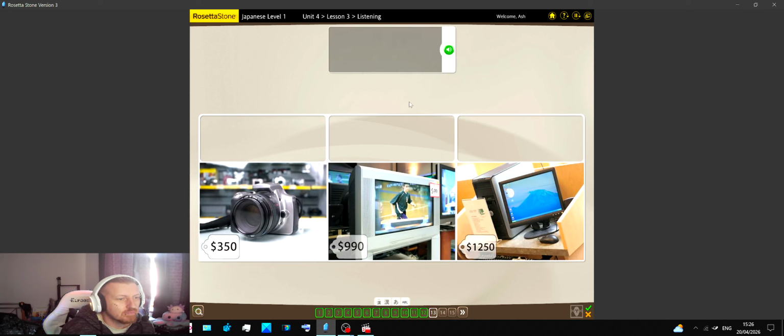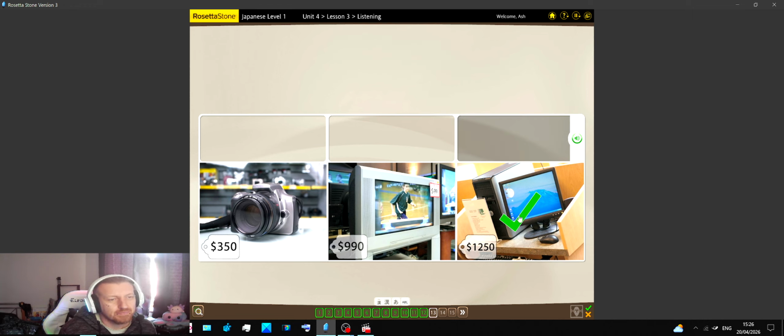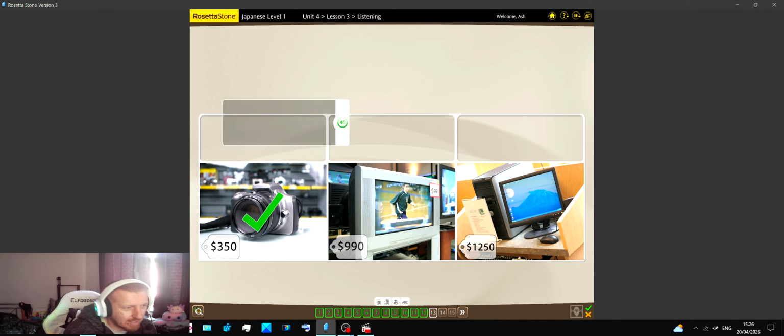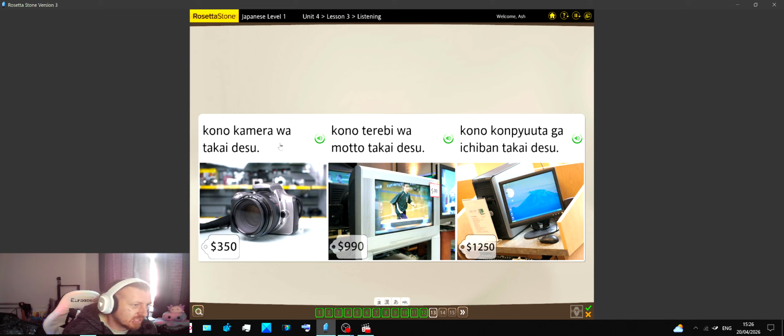Let's go. このコンピューターが一番高いです。The computer is the most expensive. このテレビはもっと高いです。このカメラは高いです。The camera is expensive. The television is more expensive. And then the computer is the most expensive. So, このカメラは高いです。このテレビはもっと高いです。And then このコンピューターが一番高いです。Awesome.